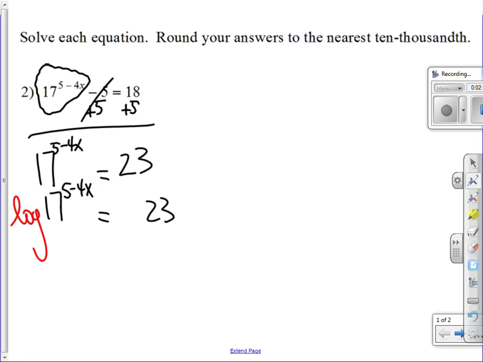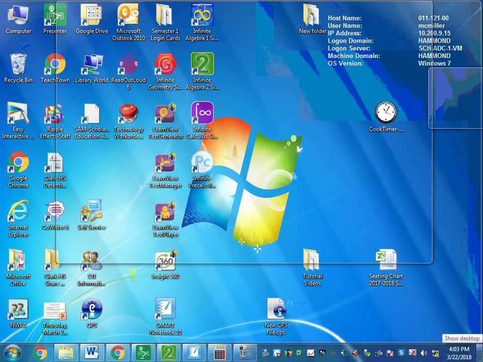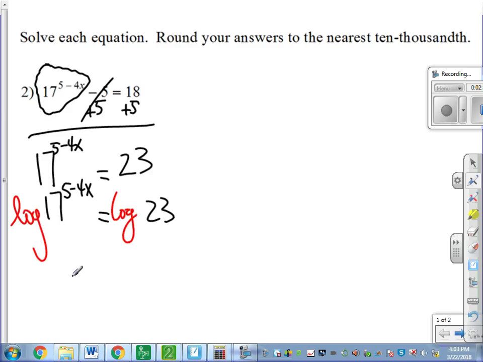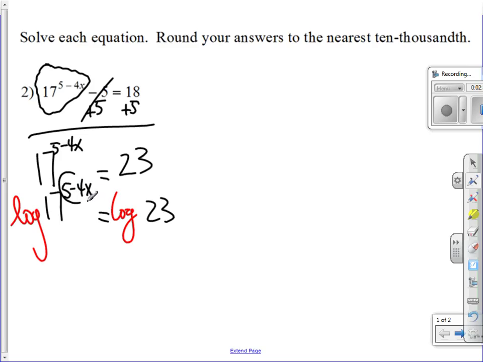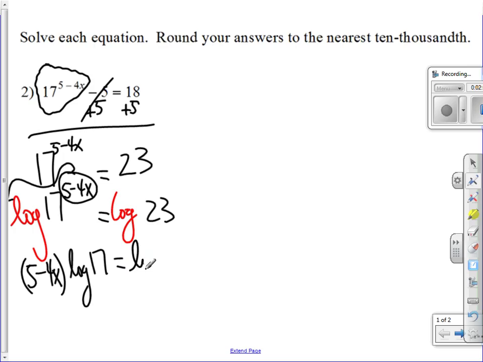And then I have to log that right side, do that in red. Oh, look at pretty colors. Okay, now, since we've logged both sides, we can now make use of the... Hey, come back! I'm not done with you yet. We can now make use of our power law, which says I can take this exponent and I can now slingshot it down in front of my logarithm, and it's going to act as a multiplier now. 5 minus 4x log 17 equals log 23.